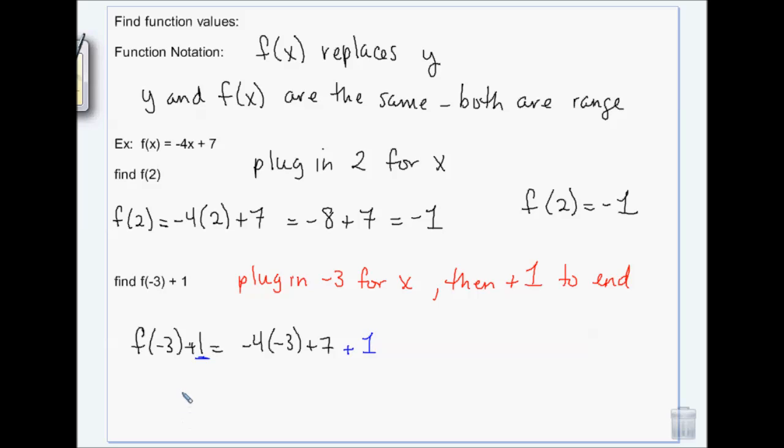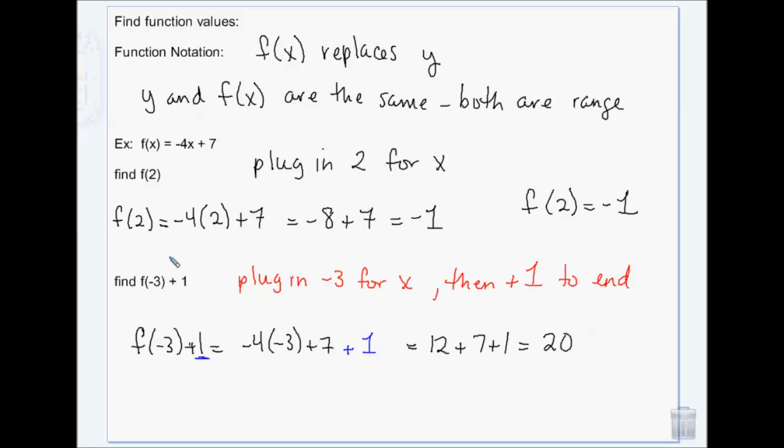Is that an x? Plug in negative 3 for x? Yes. So then I do this and I get 12 plus 7 plus 1. So that's 20. Okay. So the f of negative 3 shows me that the negative 3 gets plugged into f of x, and then the plus 1 shows me that I tack on a plus 1 at the end.